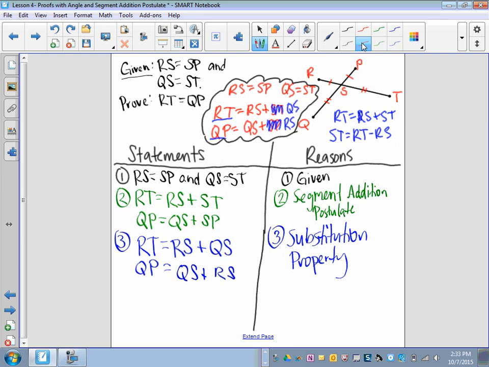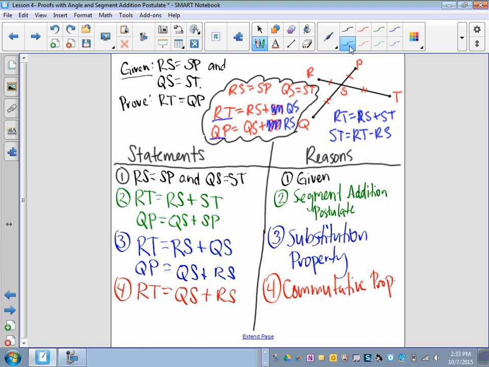So use the commutative property. So step 4. I think I'm just going to change the measure of segment RT. So the measure of RT is equal to the measure of QS plus the measure of RS. So just the commutative property there. And then I can finally say my final statement. I can now say that the measure of RT is equal to the measure of QP.